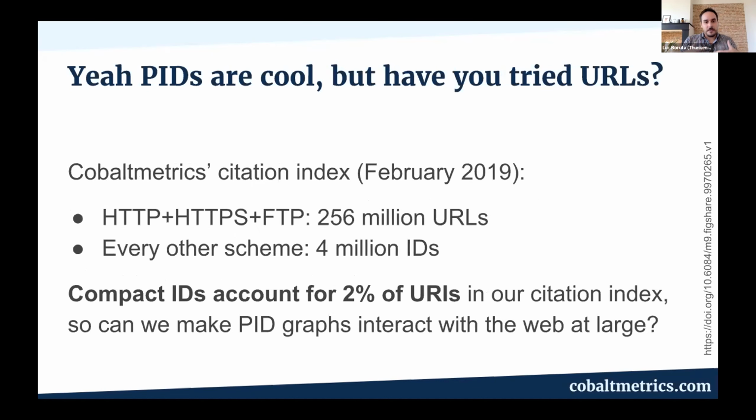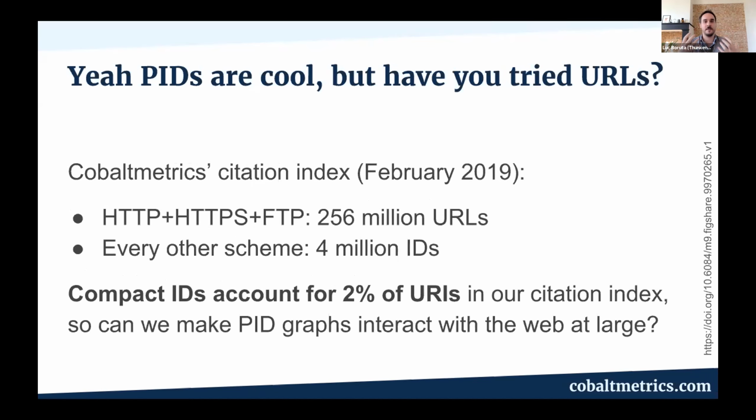So just to really make sure you get my point, I have numbers for you. Last year, we reviewed the whole citation index that we have in Cobaltmetrics. If we take the regular URLs, HTTP, HTTPS, and FTP, that's 98% of the 260 million URLs we had at that time in the citation index. So compact identifiers, and that's not really the same thing as persistent identifiers, but compact identifiers account for only 2% of URIs in our citation index.